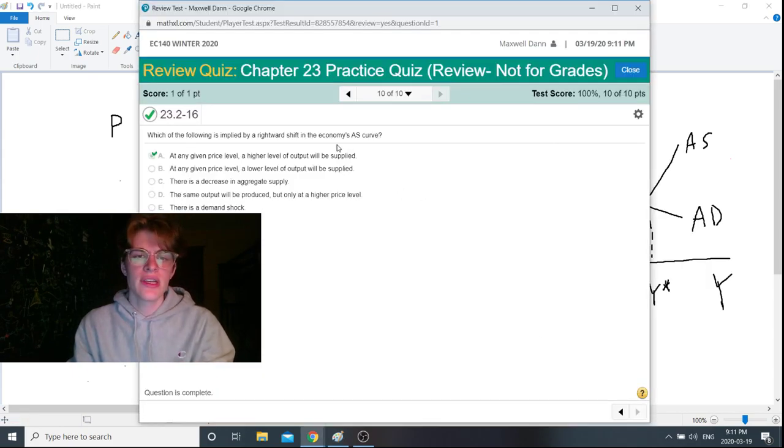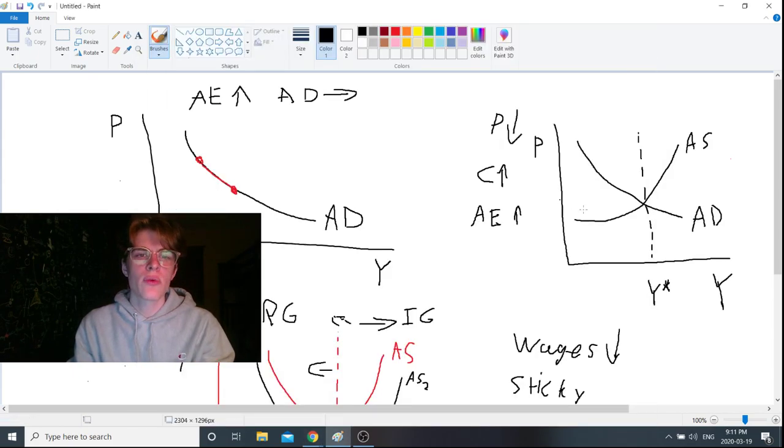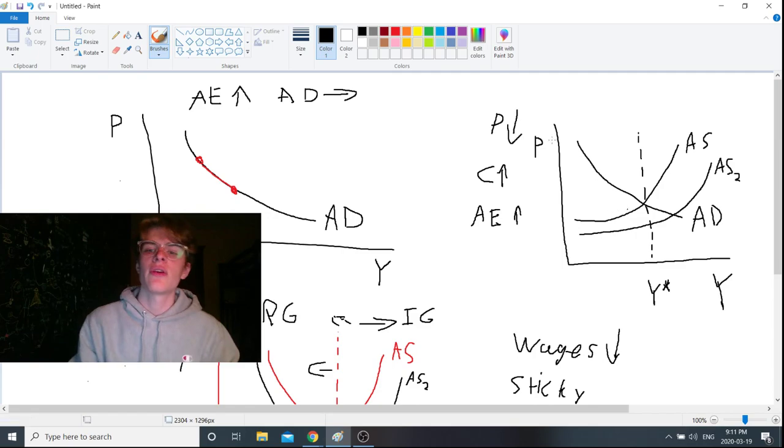So it says a rightward shift of the AS. So that is kind of downwards. Looks something like that. It's not too important. AS2. So what does that mean? So we notice that this is our old equilibrium. And here's our new equilibrium.